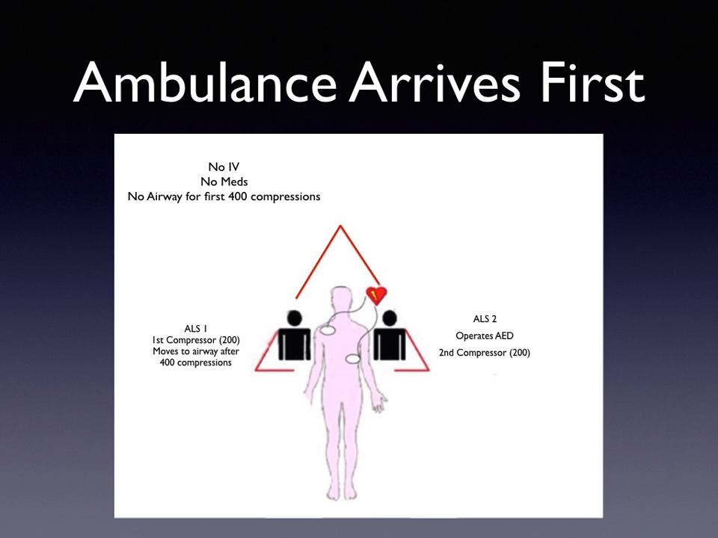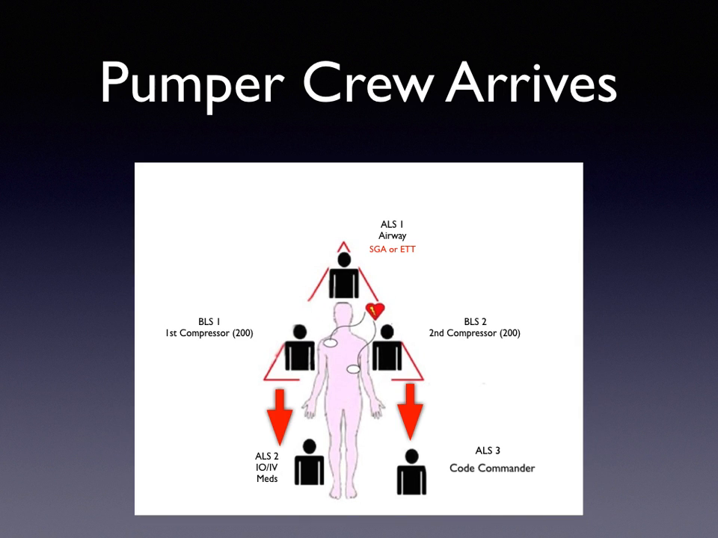Once those 2 cycles of CPR are done, one of these rescuers will move to the head and take over the patient's airway. When the pumper crew arrives, the rescuers that are on the ambulance will slide down to their traditional positions on either leg. One of the paramedics in the ALS2 position will place an IV or an IO and give medications. The other one will keep the cardiac monitor and will serve as the code commander. The pumper, when they arrive, will take their traditional positions around the patient in the triangle configuration and focus on compressions and the airway.